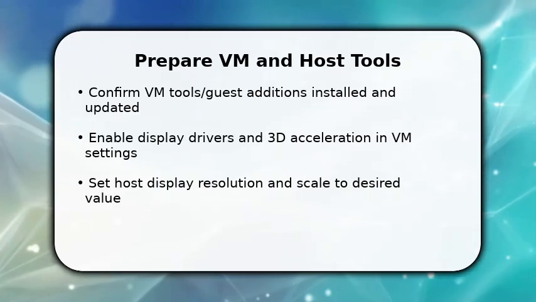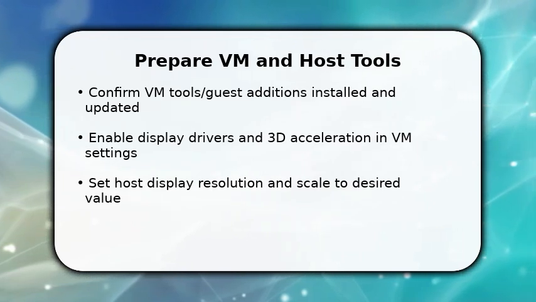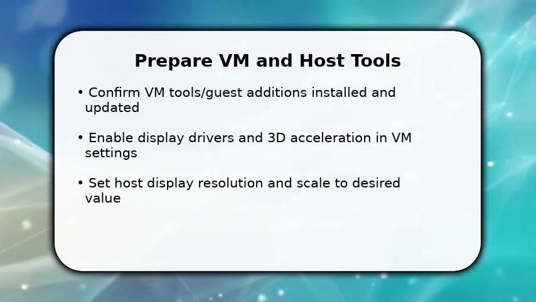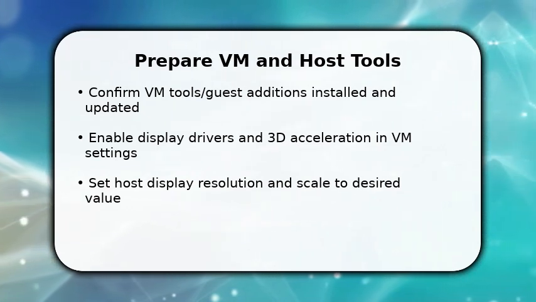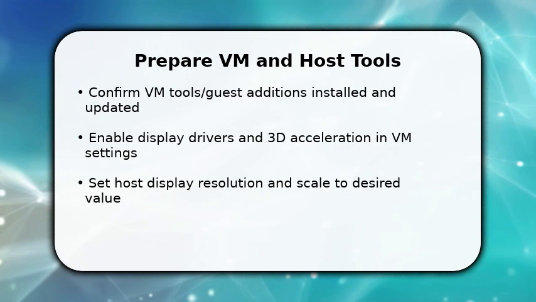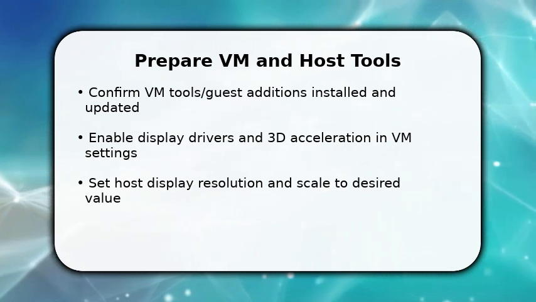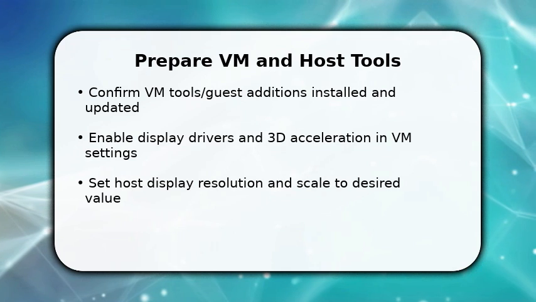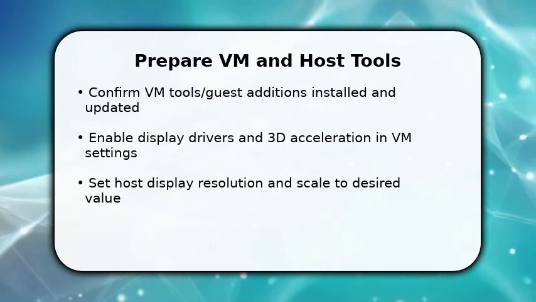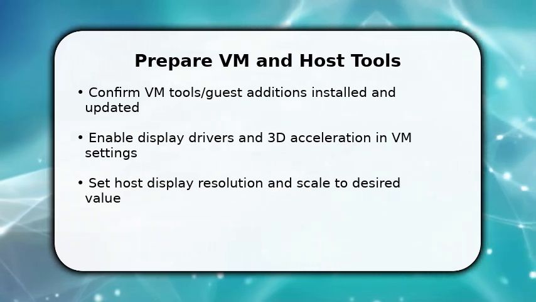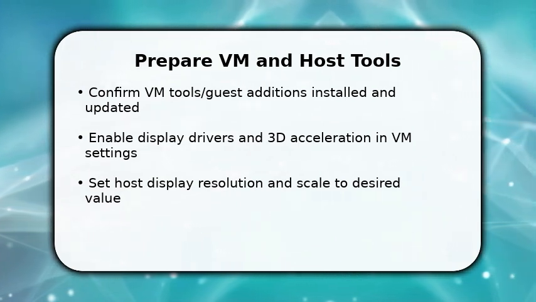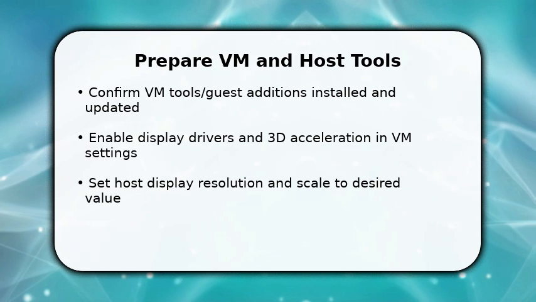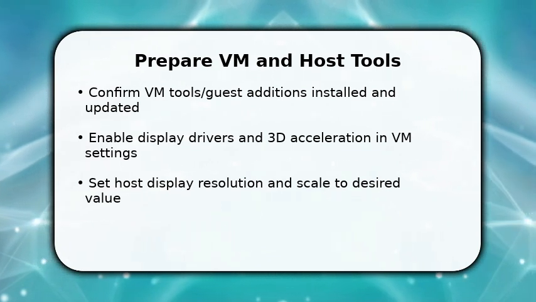You begin by confirming the guest additions or VM tools are installed, because full screen depends on proper drivers. Install or update them now, reboot if prompted. Next, enable 3D acceleration and set video memory to recommended levels so the VM can scale. Make sure the host's display resolution and scaling match what you want in full screen. Mismatches cause blurriness or black bars. Once done, you're ready to switch display modes.